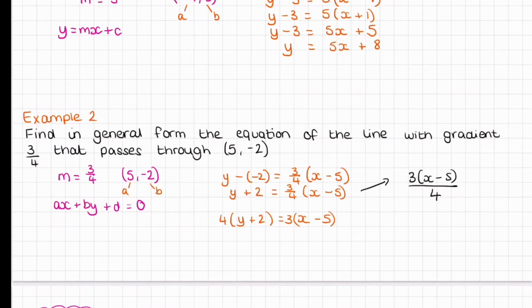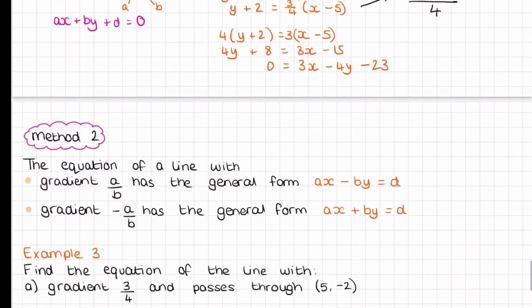Then we can expand our bracket, so we'll have 4y plus 8 equals 3x minus 15, and then just put everything on the same side of the equation, so it equals 0. So we'll have 3x minus 4y, you've got minus 15, and then we're going to have to minus 8, which will give us minus 23. And now we've put that equation of a line into general form. So this is just a lot of rearranging. So you've just got to make sure your rearranging skills are practiced and up to scratch.